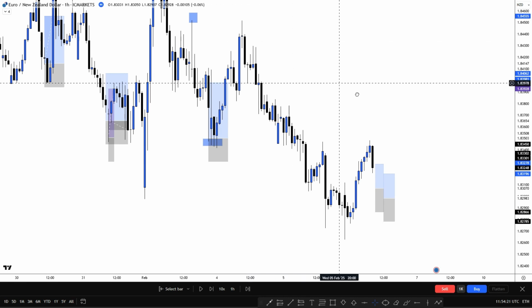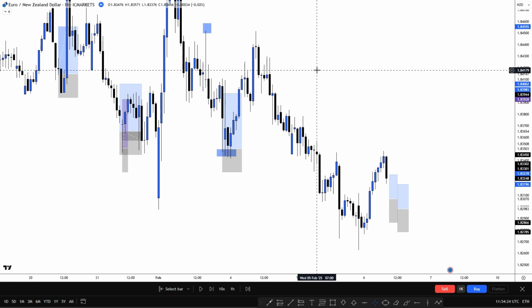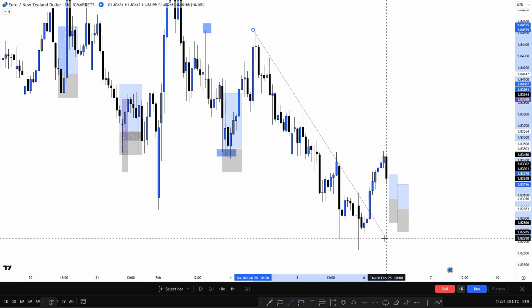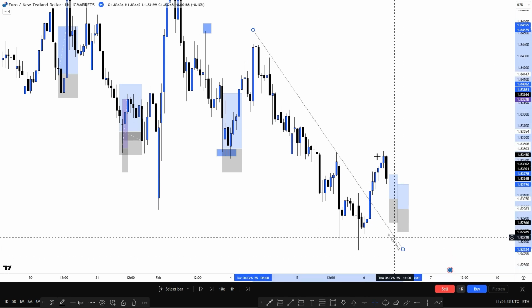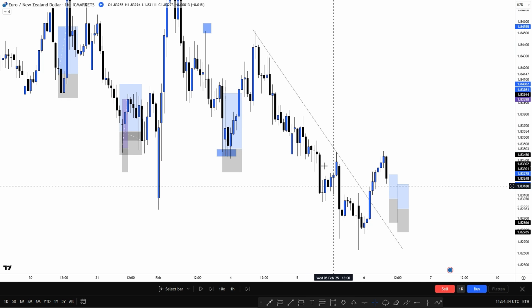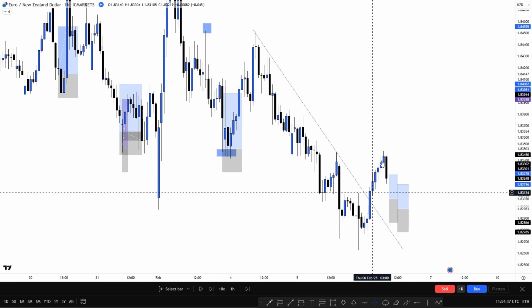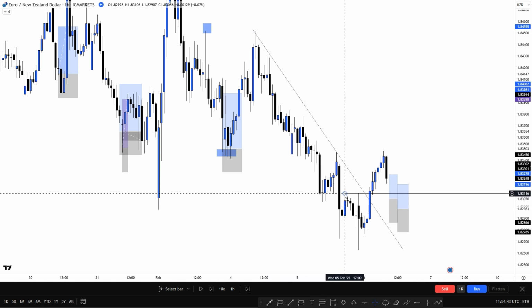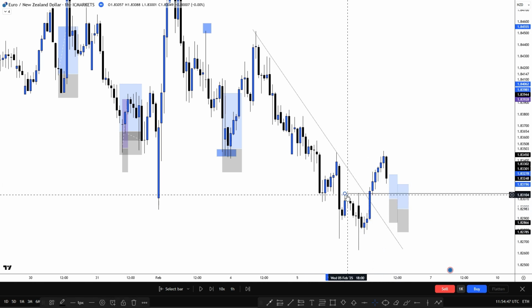So as you can see here, Euro New Zealand dollar at the start of last week was basically trending in a downwards momentum. If we look just in the short term, you can see that we've had a downwards trend line or a bearish trend line, whatever you want to call it, and then we had a break of that. We also had a break of the previous lower high. I'm not going to call it a break of structure. I'm not going to call it a change of character. Price literally just broke the previous lower high.